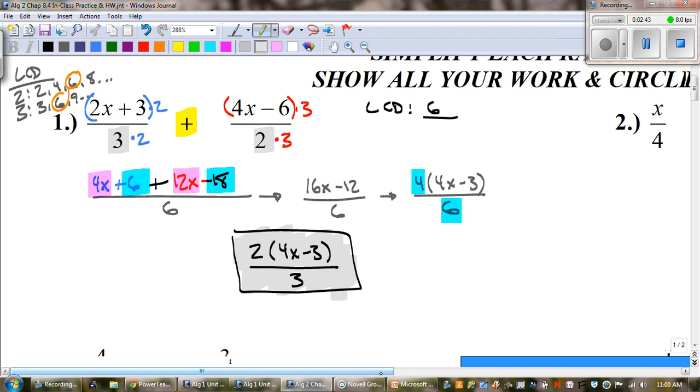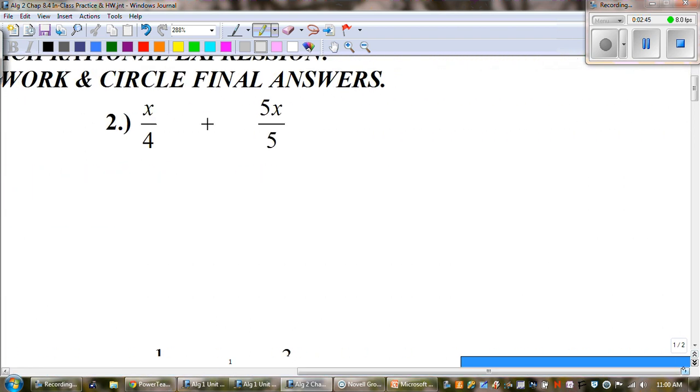All right, let's look at number 2. We always want to look at the denominators, and we need to look to see what operation we have. So, 4 and 5. What's the LCD of 4 and 5? And some of you might be like, oh, I know, it's this right away. Great. Because you should have said 20.